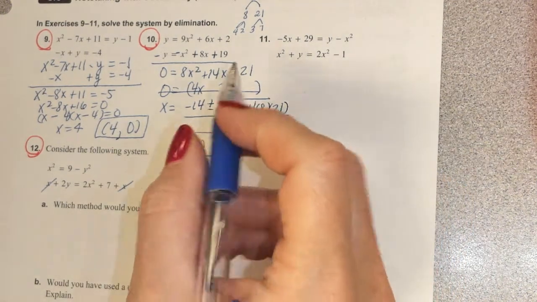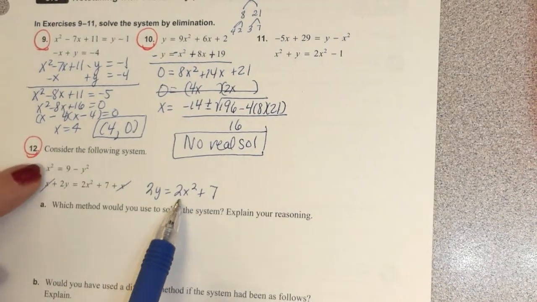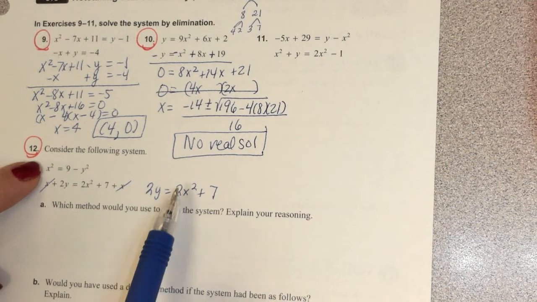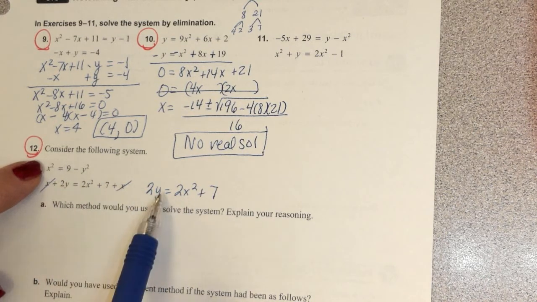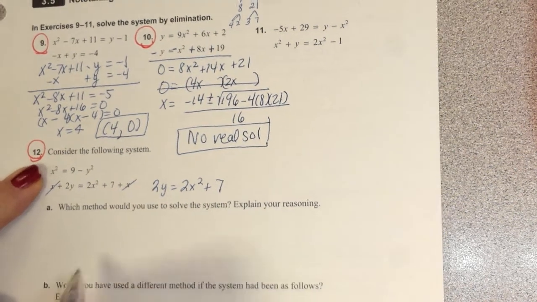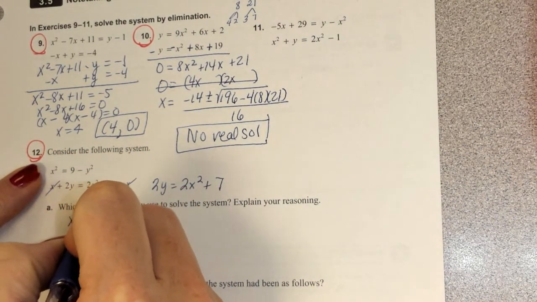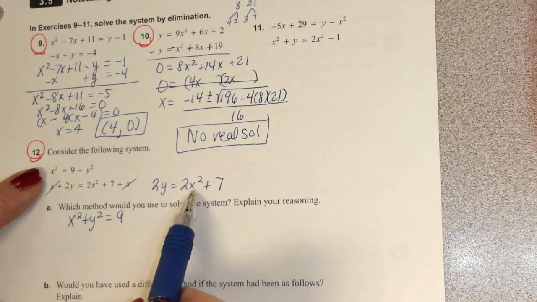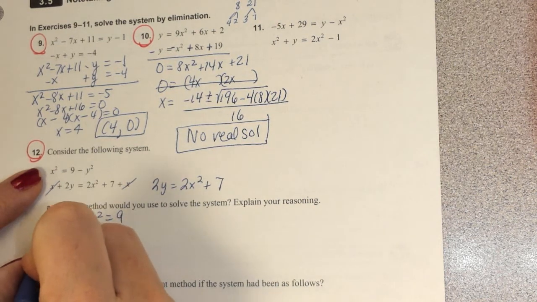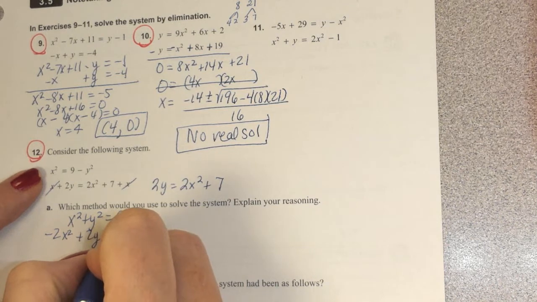So my other one is going to be this one. So if I look at this, I'm not going to be able to use substitution very easily at all. Substitution is going to make it really tough because I have to solve for y, and it's too tough. I'm going to have to just use elimination. So I'm going to rewrite this one as x squared plus y squared equals 9. See what I'm doing? Just moving this over. I'm going to rewrite this one as negative 2x squared plus 2y equals 7.